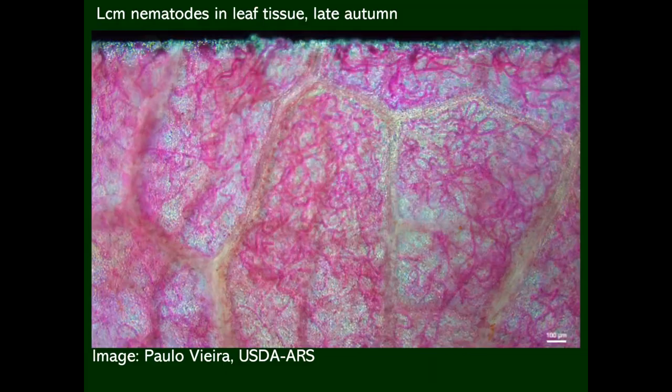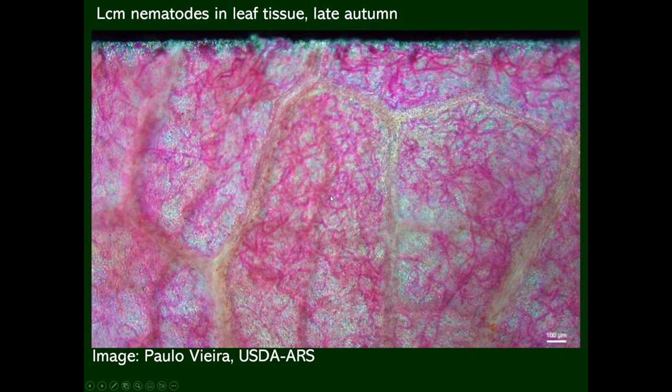Dr. Vieira has also shown this is a cleared leaf. So these are the veins in the leaf. And you can see everything that's pink here is nematode. So this is a late autumn leaf. This is how densely populated the nematodes are in these leaves.